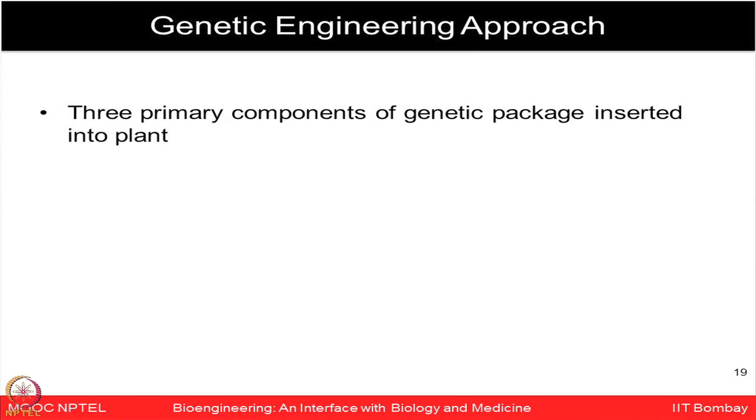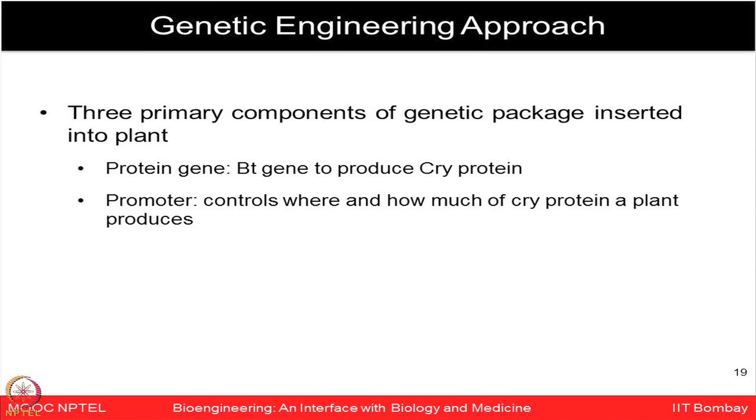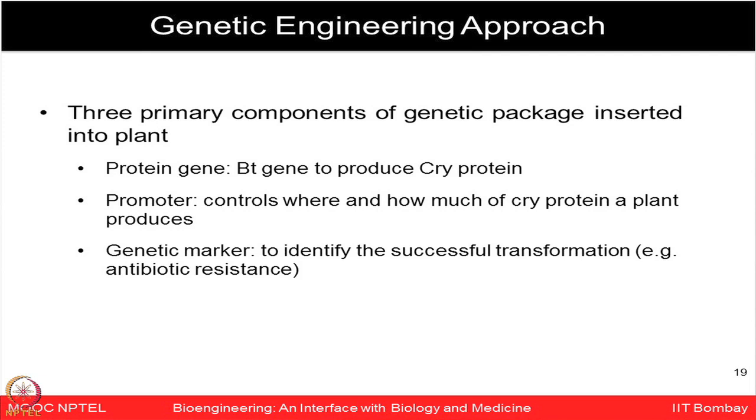There are three primary components of genetic packages which were inserted into the plant: the protein gene, which is the BT gene, which is going to produce the cry protein; a promoter sequence, which controls where and how much of the cry protein has to be produced in the plant; and a genetic marker, which can identify the successful transformation experiment, for example, antibiotic resistance, which can be used for screening purposes.